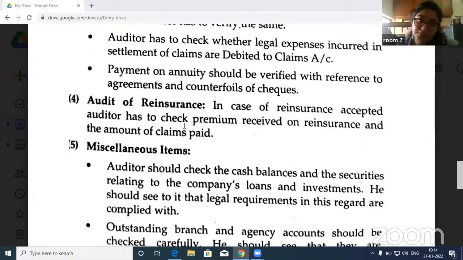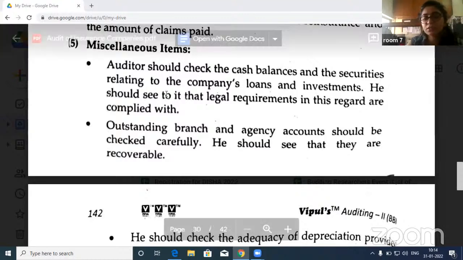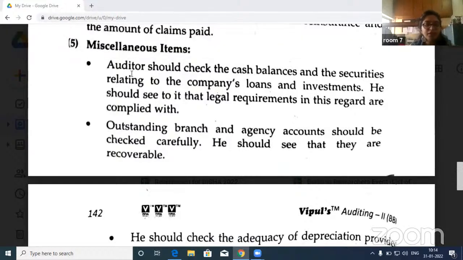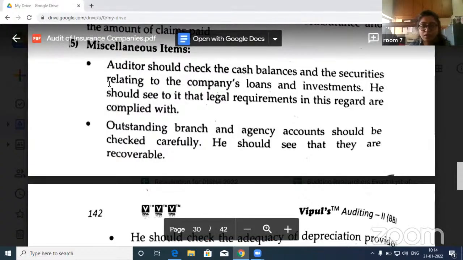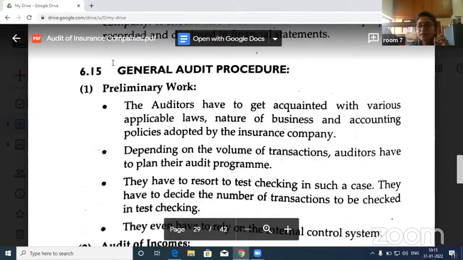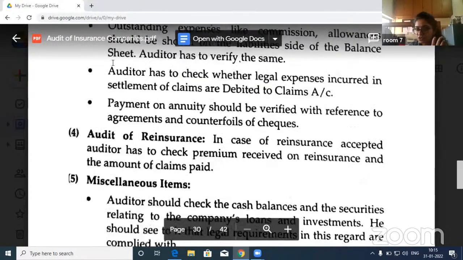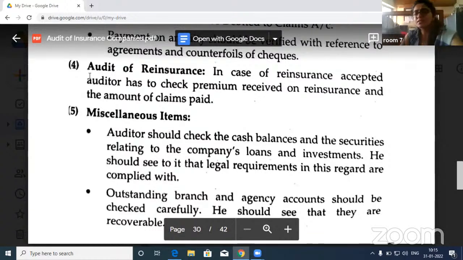Next is miscellaneous items. What do you mean by miscellaneous items? Others, like loans and investments. If the company has given a loan or invested somewhere in government securities, you will have to check that also. So this will be the fifth step. Okay, so there are 5 steps. Number 1, preliminary work. Then audit of incomes, audit of expenses, audit of reinsurance, and last is miscellaneous items. Whatever is left, you will check that also.